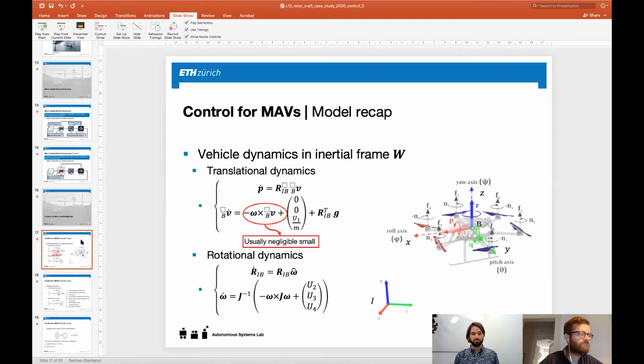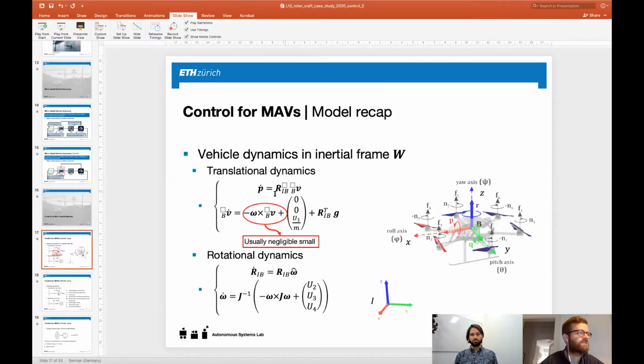So this slide basically just covers how we can model the dynamics of an MAV. This is not regarding the control yet, not directly. First of all, we can model the translational and the rotational dynamics. This is just based on the Newton-Euler formulation, where we say that the time derivative of the position is just the rotation times the velocity of the body frame, and then rotate it into the inertial frame.